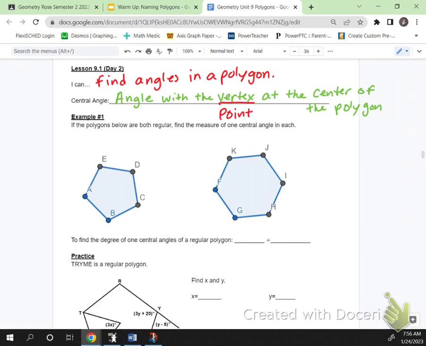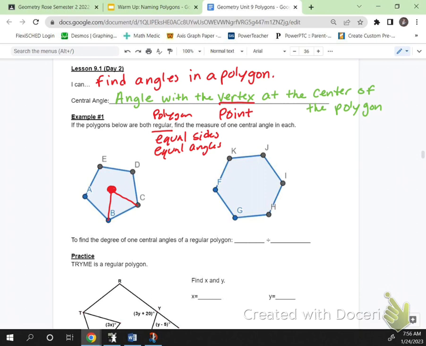A regular polygon has equal sides and equal angles. We defined that yesterday. We said it was equilateral and equiangular. In other words, equal sides, equal angles. So the first thing I'm going to do is put a point in the center, my vertex, and sketch in one central angle.